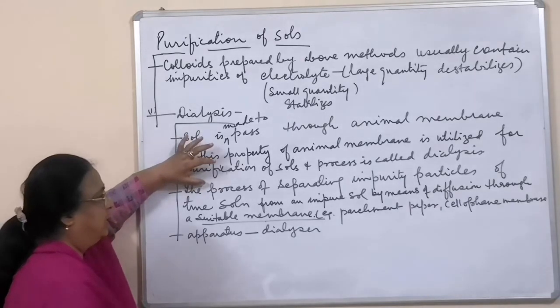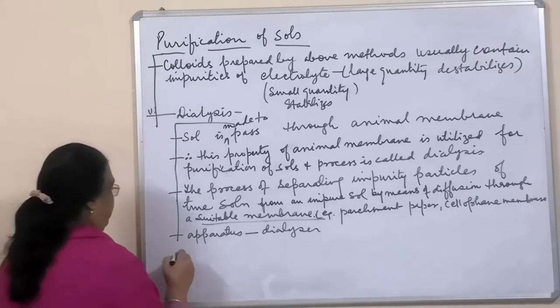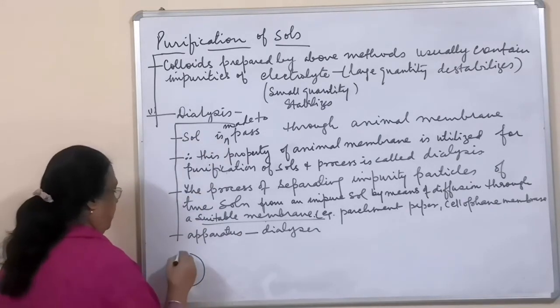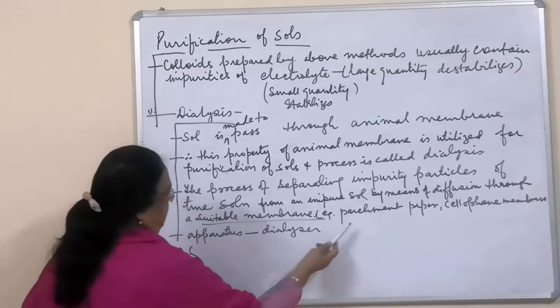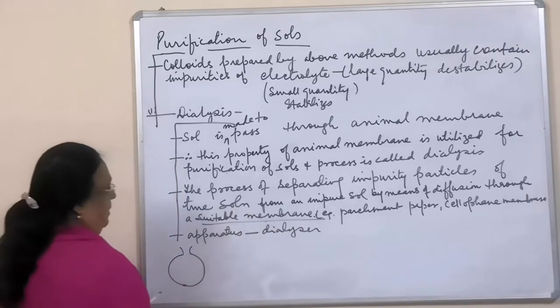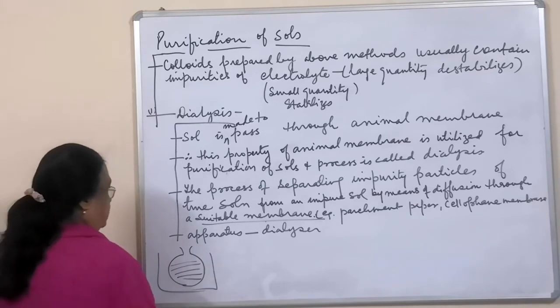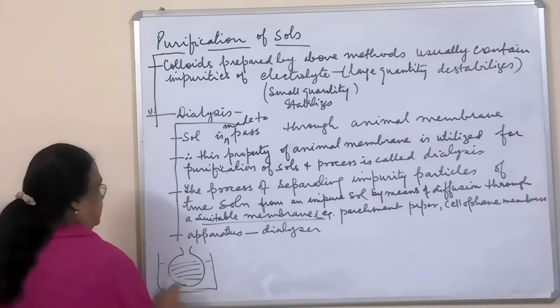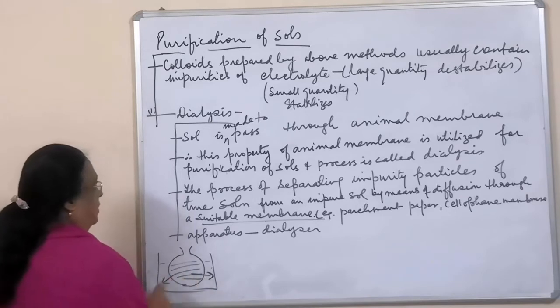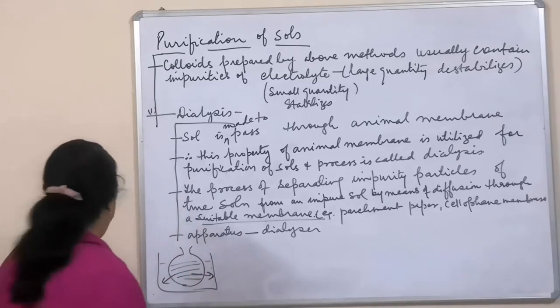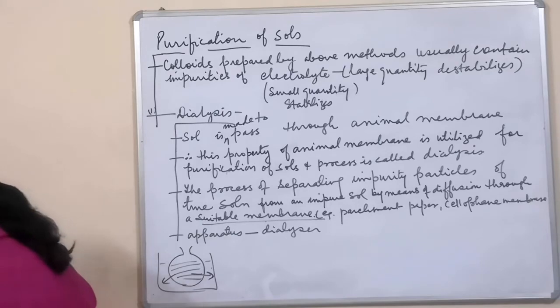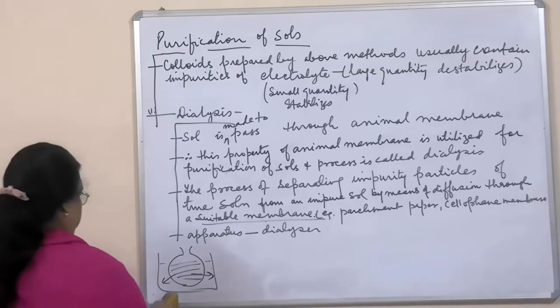In the dialysis process, a bag is used that is made up of a suitable membrane, for example parchment membrane, cellulose membrane or animal membrane, and in this your impure sol is filled, and outside a suitable solvent is taken. Then all the undesired electrolyte will pass out, but the sol particles will remain inside, and so the phenomenon of dialysis takes place. This way they are purified.